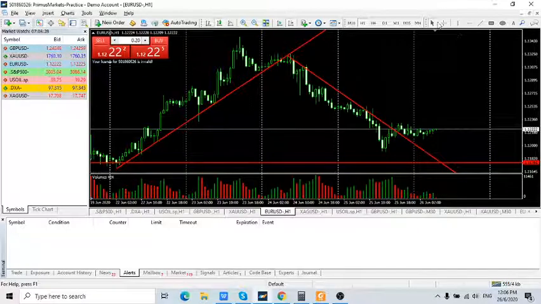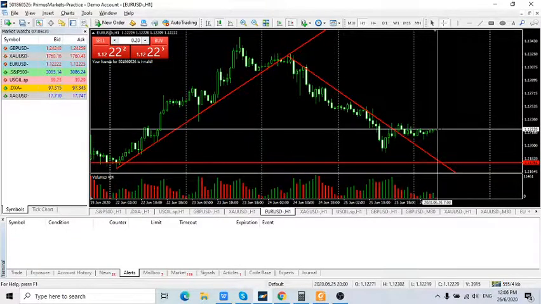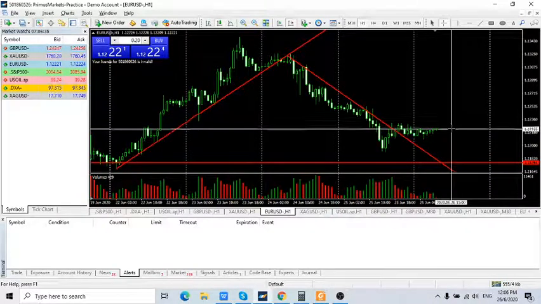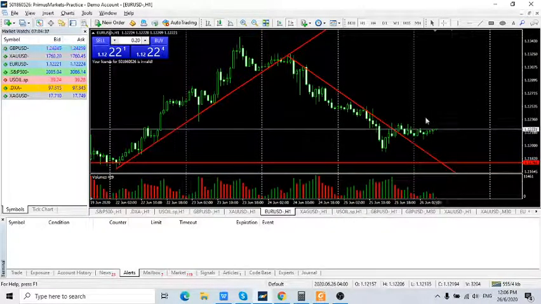Currently it is still consolidating. So we will wait until a bit later in the UK trading session or towards the US trading session to see what kind of chart patterns and what kind of price action we will get.